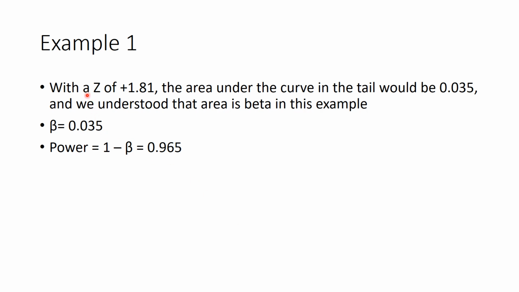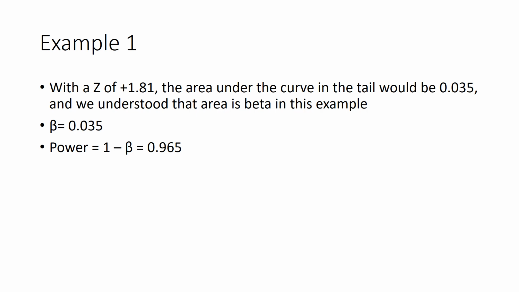So here in this example, we have a z-score of plus 1.81. The area under the curve in the tail would be 0.035. That's what we use the z-table for. And then we understood that area is beta in this example, according to the figure that we just saw. So we know that beta is 0.035 and power is 1 minus beta always, and this 0.965 is our power in this example.